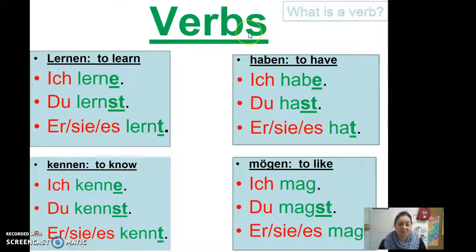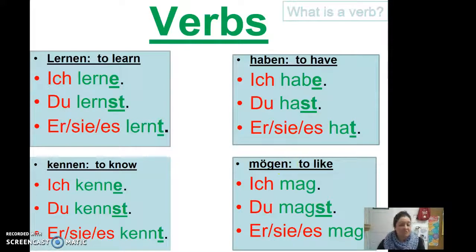So first, what is a verb? A verb is an action. So look at these four examples. Lernen, to learn. What are you doing? You're learning. Haben, to have. What are you doing? You have something. This one's not as much of a real action, but it still answers what are you doing in the sentence. You are having something. Kennen, down here, to know. What are you doing? You know. Mögen, to like. What do you do? You like something. So that's the action in the sentence. That's what a verb is.